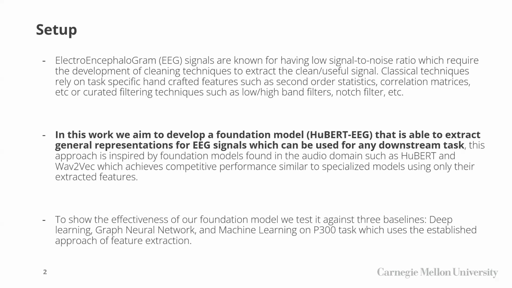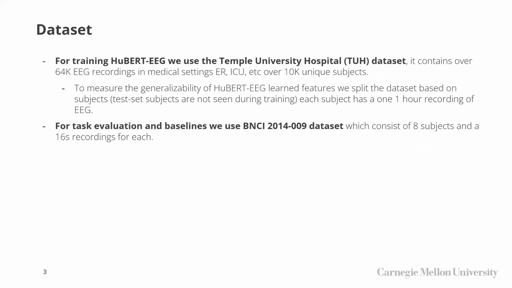We have been inspired by the audio domain models HuBERT and Wav2Vec, which have been shown to perform very competitively compared to specialized models. To show the effectiveness of our representation, we're going to benchmark it against three baselines on the P300 task. For training HuBERT, we use the TUH dataset, which contains over 64,000 EEG recordings spanning over 10,000 unique subjects. We limit the recordings to 1 hour long for each of the 10,000 plus subjects.